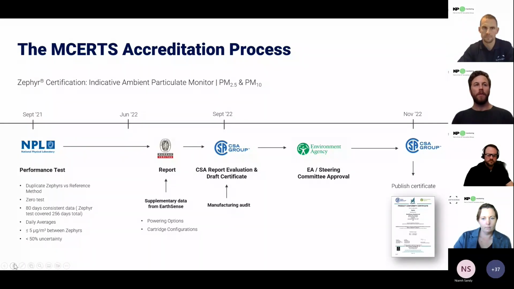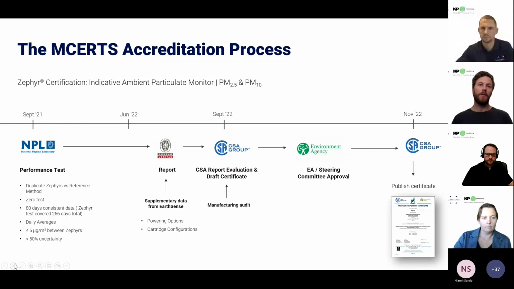So working backwards, we started in September 2021. Working with NPL, which is the standard test site, we deployed 2 Zephyrs at their reference method. The reference method, which is agreed for small form sensors like ours using optical systems, is a FEDUS 200. The 2 instruments were installed.